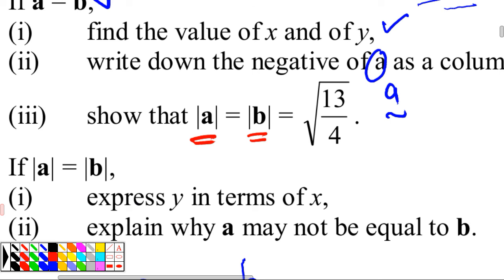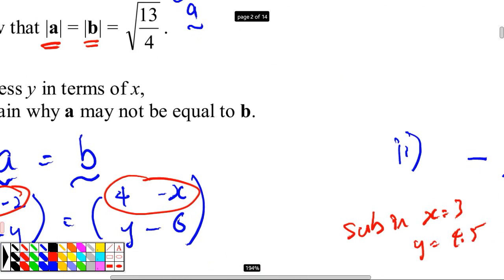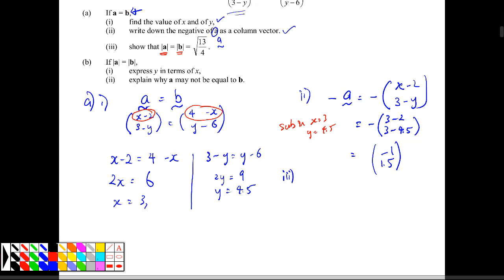How to show? First you find the magnitude of A, equal what? You go and write. Then you find the magnitude of B, equal what? Let's try together. No, you try. A magnitude. Magnitude, recall the Pythagoras theorem. So Pythagoras theorem means a square plus b square equals c square. Okay, I do it with you.